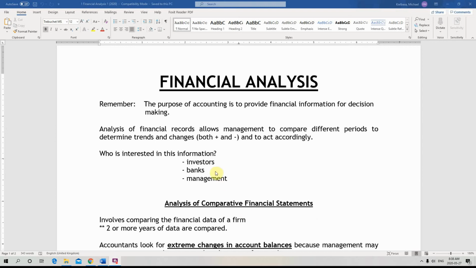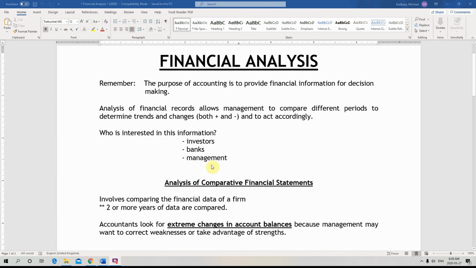Now, analysis of financial records allows management to compare different periods to determine trends and changes, both positive and negative, and then to take advantage of positive trends and to minimize the effects of negative trends. Now, who's interested in this information? It could be management, it could be investors, bank managers if we want to get loans.